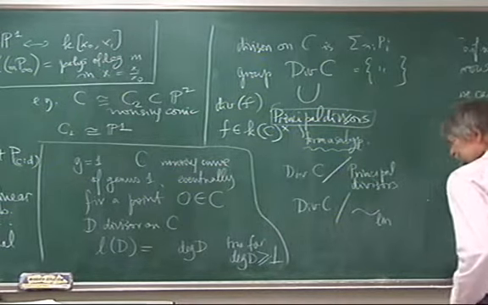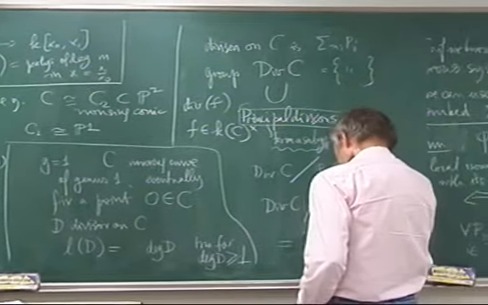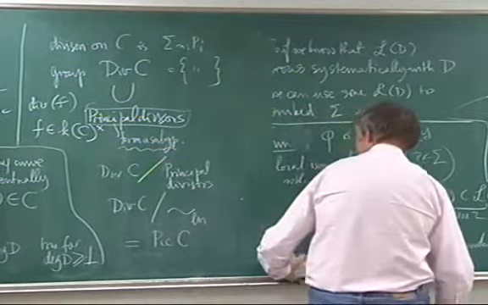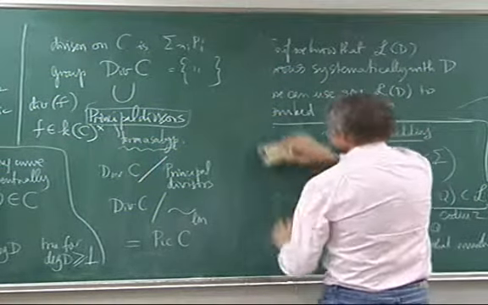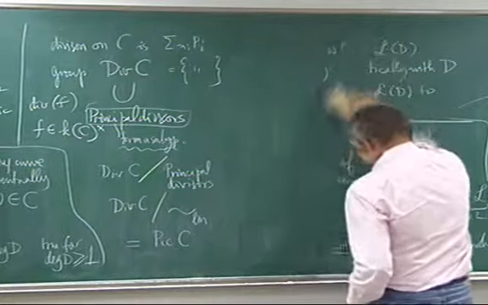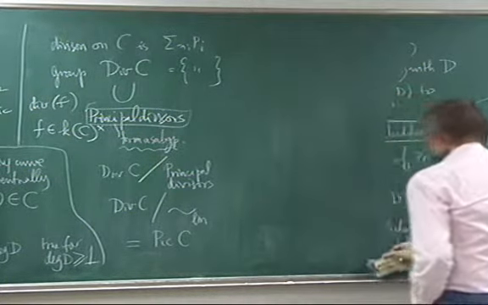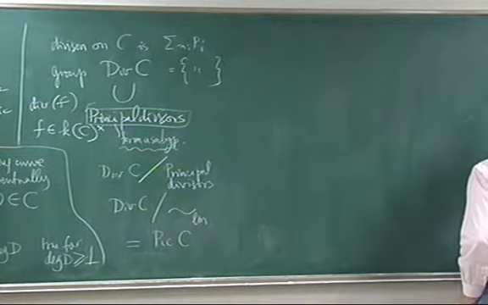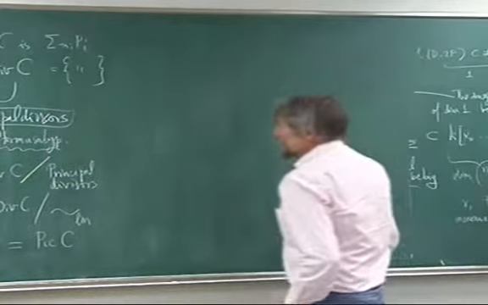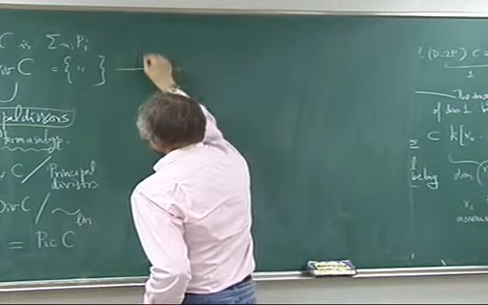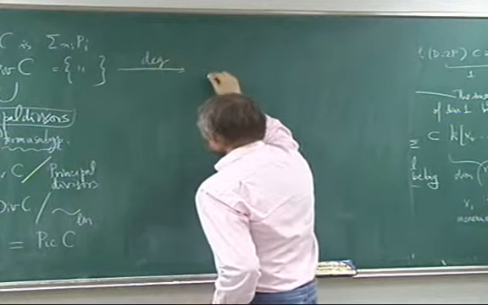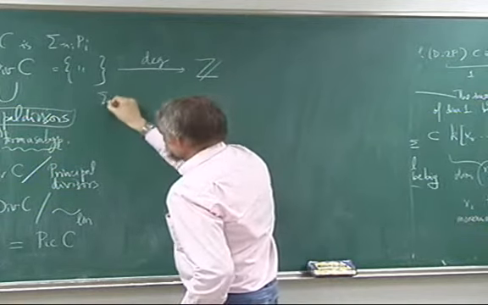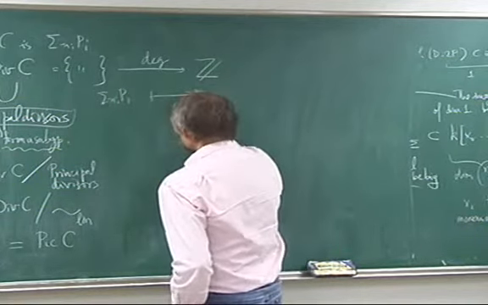Okay. This is also called Pic C, and I'm not going to explain this. It's called the Picard group. It also has other descriptions in algebraic geometry. Let me just take this now as a piece of notation. Divisors, as I've said many times now, have a degree. So there's a degree map here, and it goes to Z, taking sum of n_i P_i to sum of n_i.